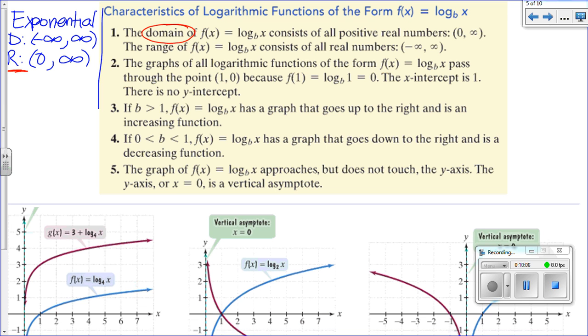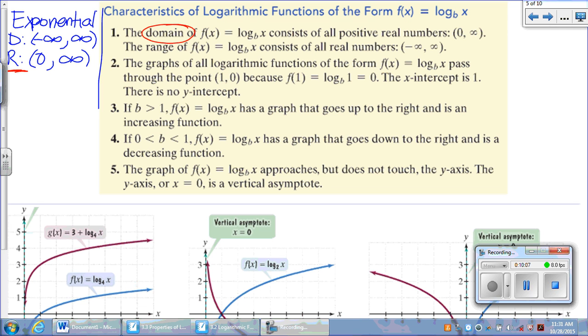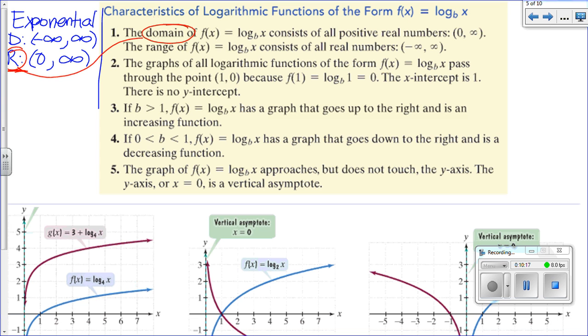You guys remember that? Okay, so it just makes sense, since we already went over how exponentials and logarithmics are inverses of each other, right? So whatever is the range for exponential will be the domain for a logarithmic function. And also, whatever is the range for a logarithmic function will be the domain of an exponential. So just remember, they are interchanged.